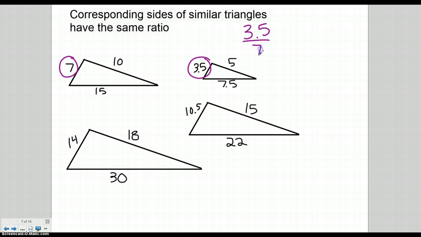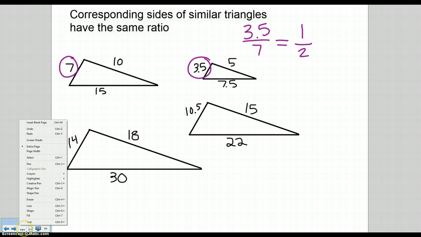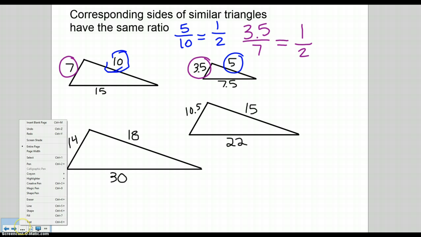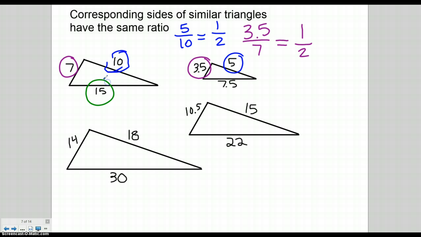3.5 divided by 7. When you do 3.5 divided by 7, plug it into your calculator. You get 0.5, which is congruent to 1 over 2. Okay? Let's take our second set of corresponding sides. So let's look at 5 and 10. If we did 5 over 10, plug it in, 5 divided by 10, you're still going to get 1 over 2. And then the last set of sides, you have 15 and 7.5. So if you did small over big, 7.5 divided by 15, again, 1 over 2.